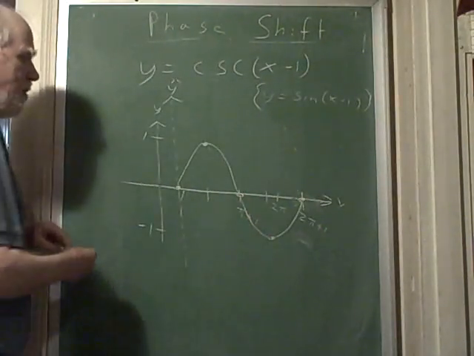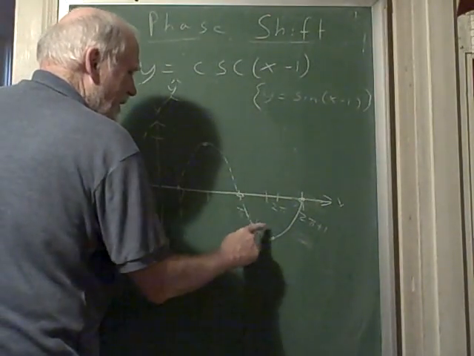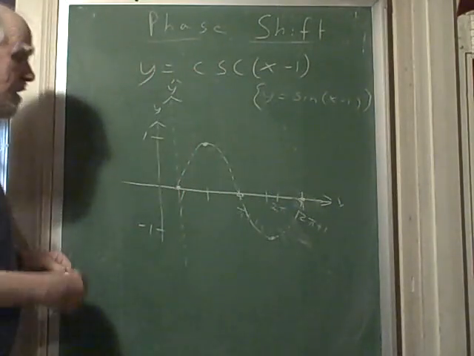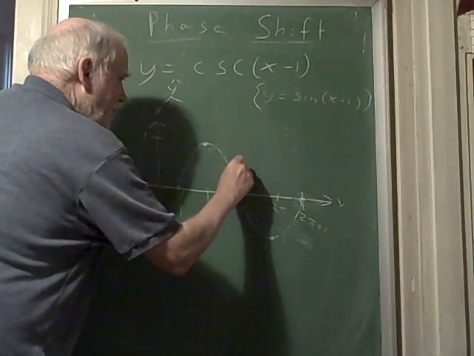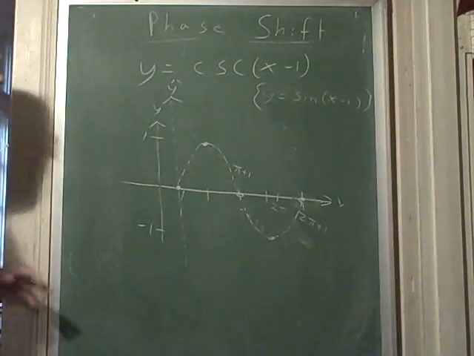And I made another little mistake. I should have done this in dotted line, because this doesn't count. This is a dotted line graph. We're graphing the cosecant, and I always graph in dotted line. This is pi plus 1. My dog disturbed me there. There we are. And so that's just a dotted line graph.